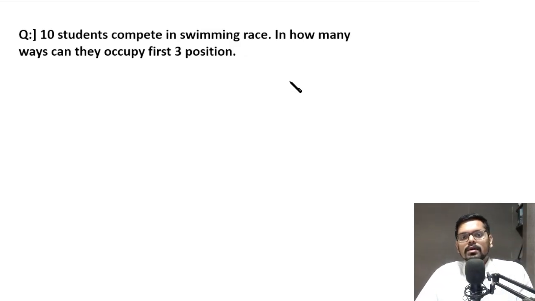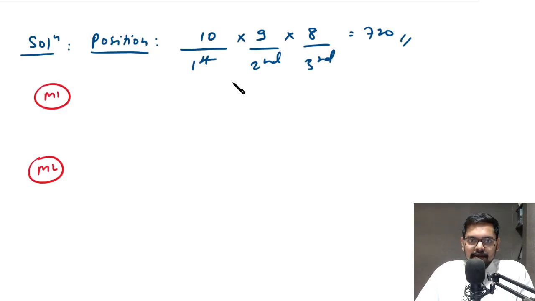So 10 students compete in a swimming race. In how many ways can they occupy the first 3 positions? Obviously, one student cannot take multiple positions. One student can take only one position, right? Then what is the answer? You know how to solve this question by the counting principle. In the previous lecture, I have explained. The answer is 720, right?